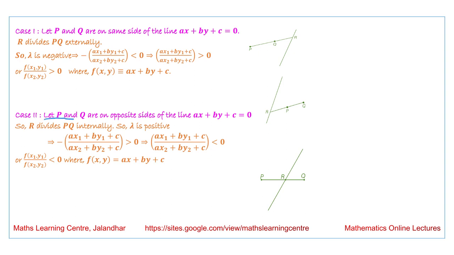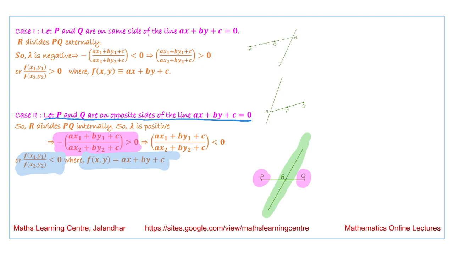We are saying let P and Q be on the opposite sides of the line ax plus by plus c is equal to 0. This line we are having, and P and Q are on the opposite sides. Then lambda should be positive. So what we obtain is that f of x1 y1, where f of xy is ax plus by plus c, we are writing the equation of this line as f of x comma y is equal to 0, and this ratio should be negative.